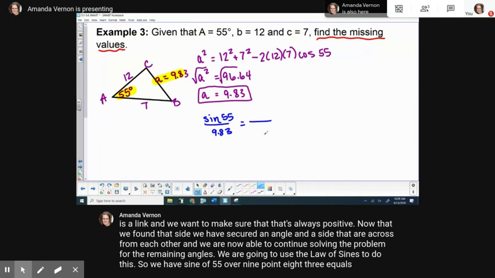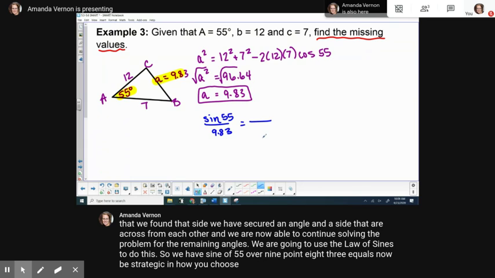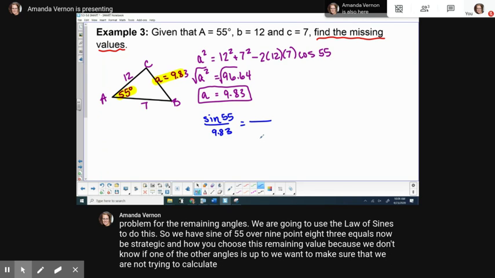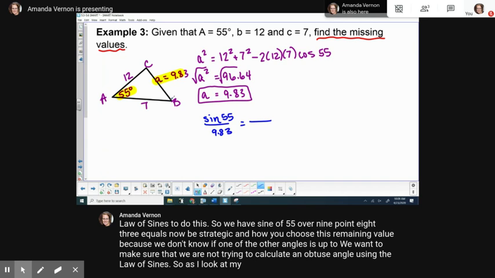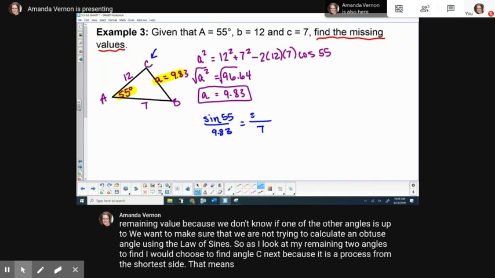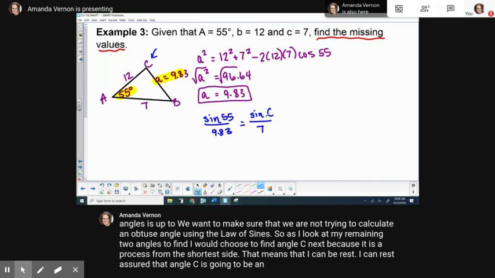Now, be strategic in how you choose this remaining value. Because we don't know if one of the other angles is obtuse, we want to make sure that we are not trying to calculate an obtuse angle using the law of sines. So as I look at my remaining two angles to find, I would choose to find angle C next because it is across from the shortest side. That means that I can rest assured that angle C is going to be an acute angle.